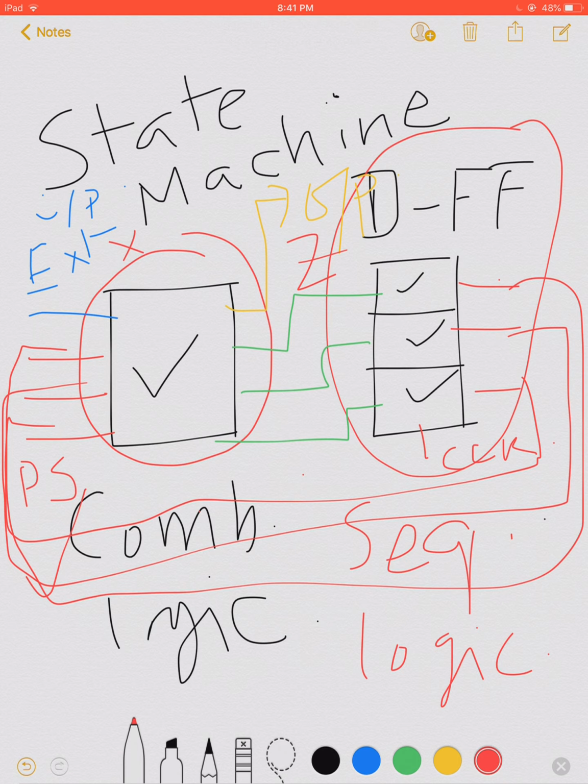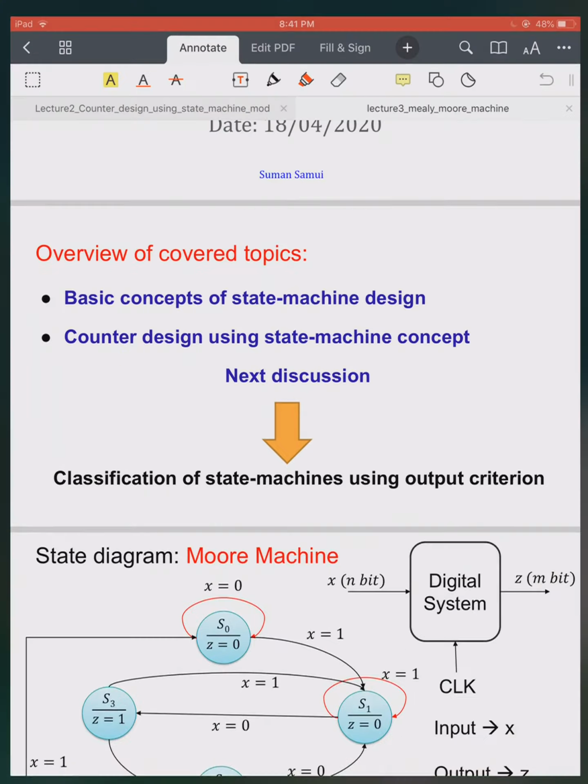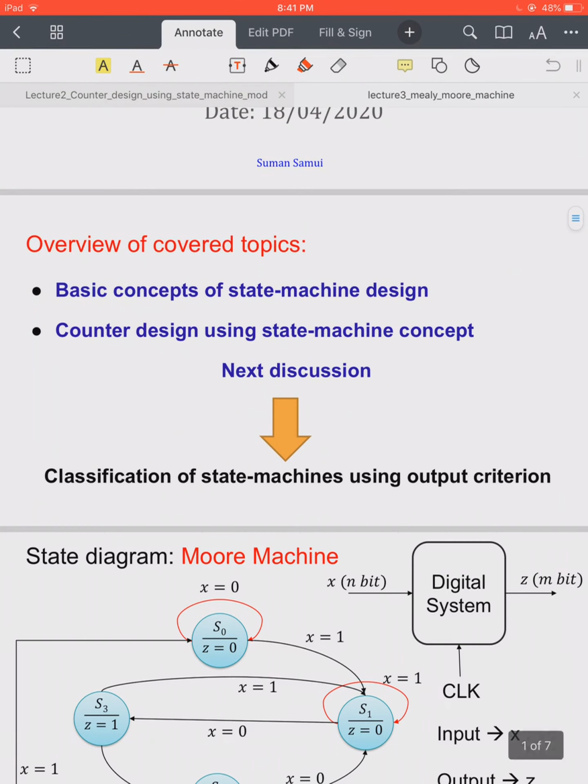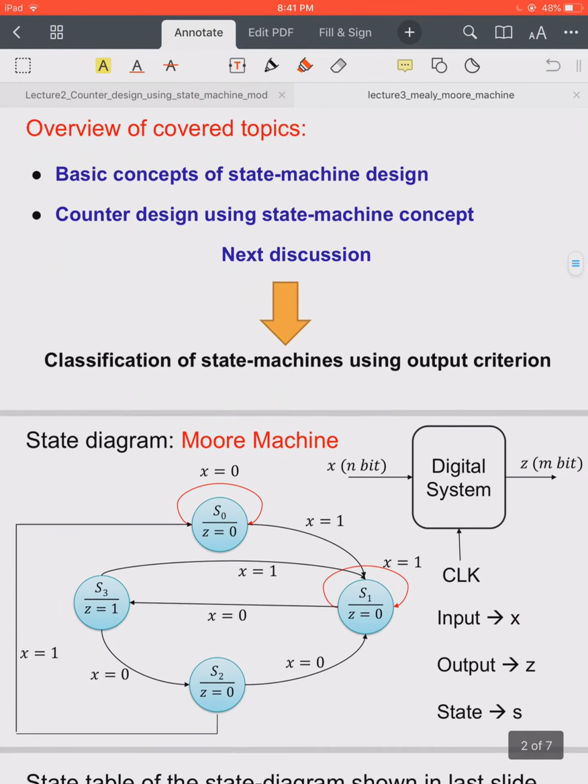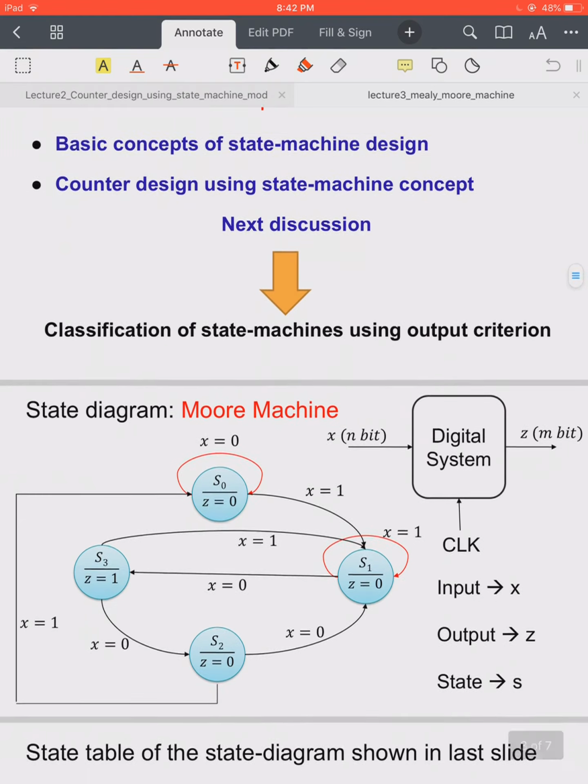Now, suppose your state machine has an output Z. Based on the output of the state machine, we can classify the state machine into two groups. One is called the Moore machine and another is called the Mealy machine. So let's first see what the Moore machine is.